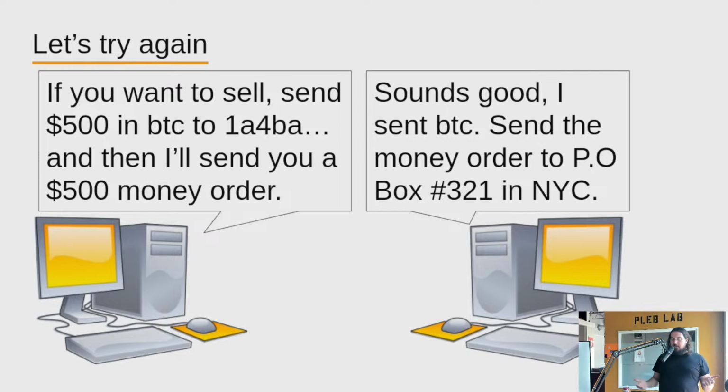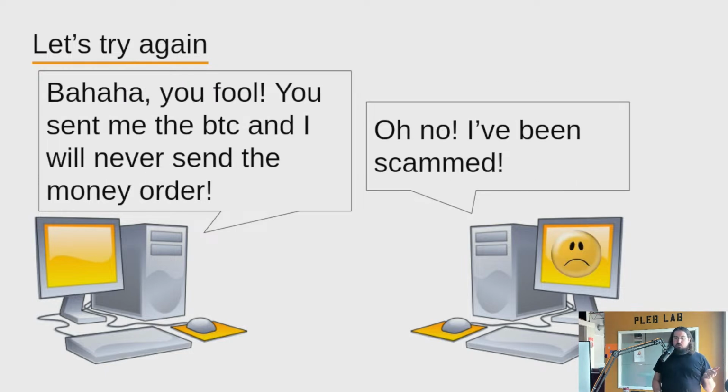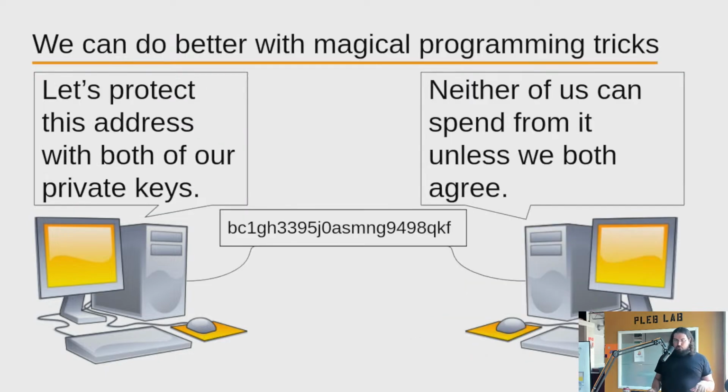If we did it that way, we run into the reverse problem where you send me the Bitcoin, and then I call you a fool, and I'm like, haha, I'm not sending you the dollars. I'm just going to keep the Bitcoin and never send you the money. And then you get scammed. So that's like a simple version of an exchange that would not work. But let's see if we can improve on that using magical programming tricks.